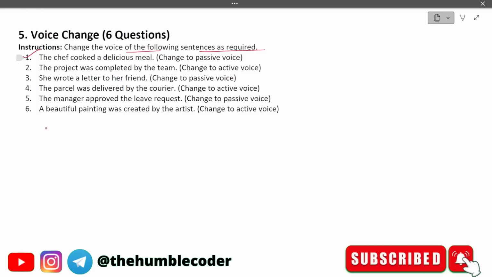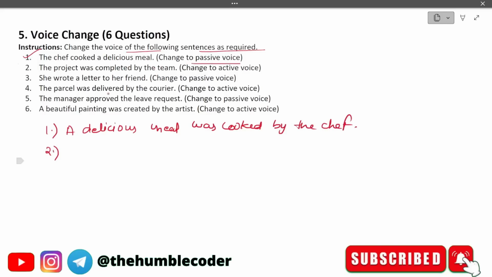The first one that we have is, the chef cooked a delicious meal. And we need to change this sentence into passive sentence. So let me write down the answers for you. A delicious meal was cooked by the chef. Okay, the correct answer will be, a delicious meal was cooked by the chef. The sentence was in active voice and we need to change it to passive voice.